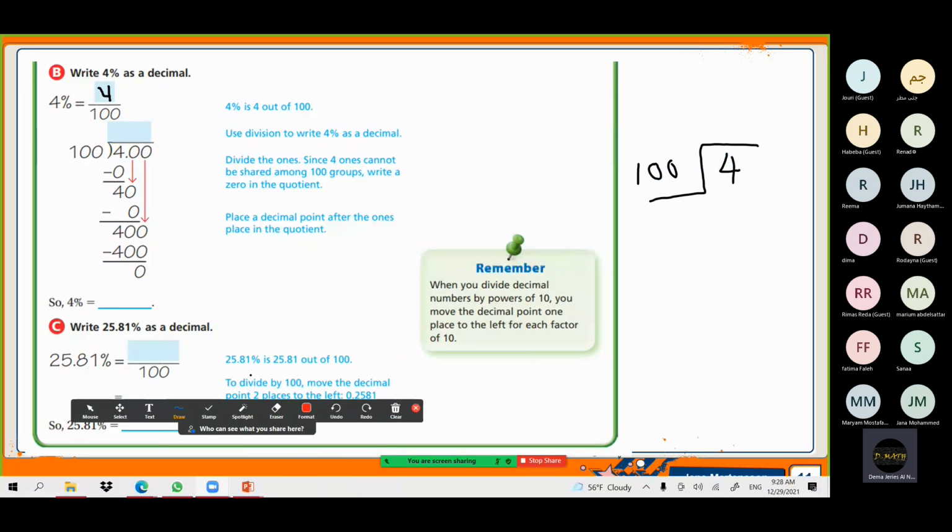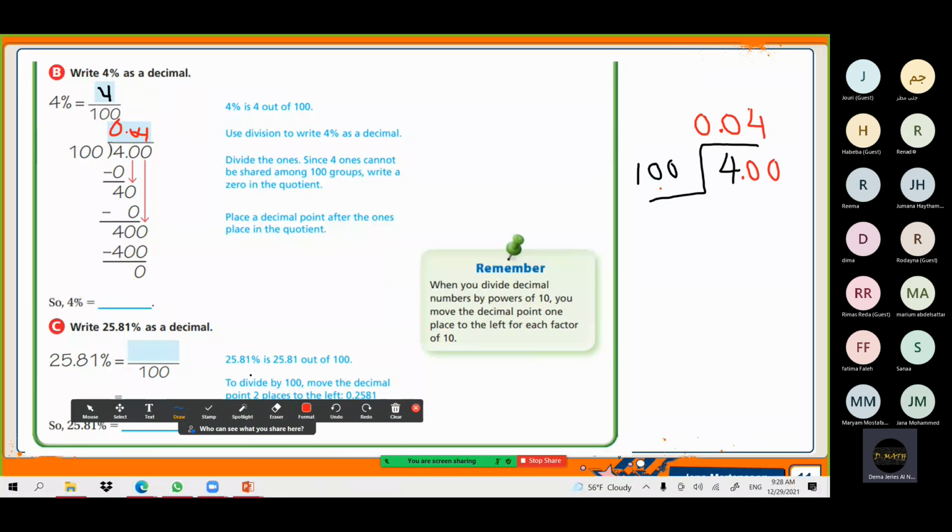Now, 4 over 100, I can't. I will add 0. Then I will add a decimal point up and down. I will add 0. 40 over 100, can I? No, I will add another 0. Then 400 divided by 100 is 4. This is the way you can write it here: 0.04, you will add 0, then 100, then 0.4.